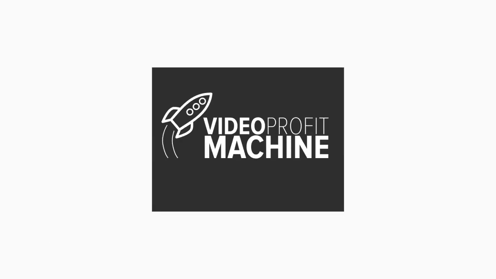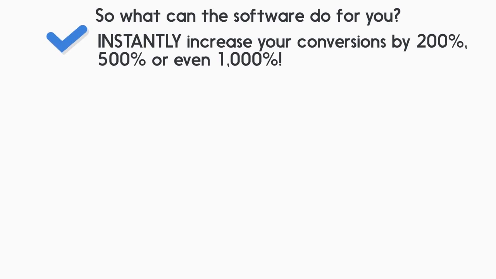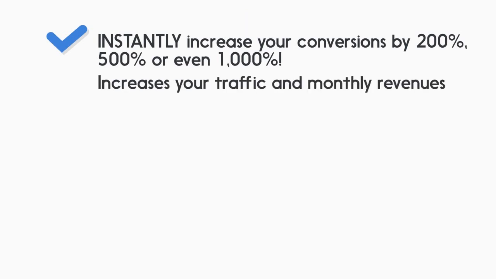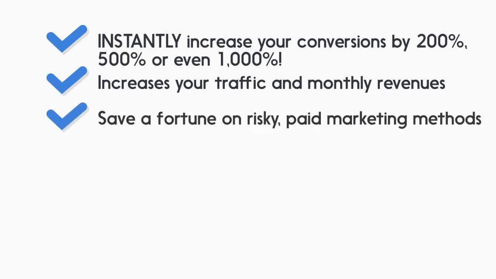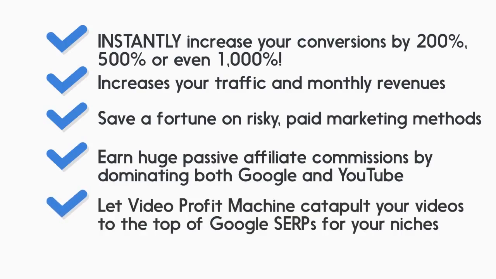Video Profit Machine is probably the most aptly named product you will ever encounter. It is a miraculous money machine that instantly creates high-quality, high-converting videos to make you enormous profits. So what can the software do for you? Video Profit Machine can instantly increase your conversions by 200, 500, or even 1,000%. Increases your traffic and monthly revenues exponentially. Saves a fortune on risky, unproven PPC and other paid marketing methods. Earn huge passive affiliate commissions by dominating both Google and YouTube for the most lucrative keywords. Let Video Profit Machine catapult your videos to the top of Google SERPs for your niches.